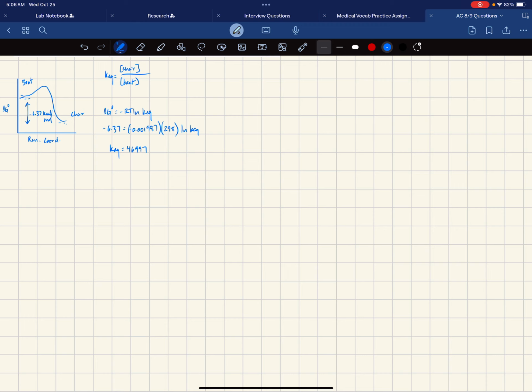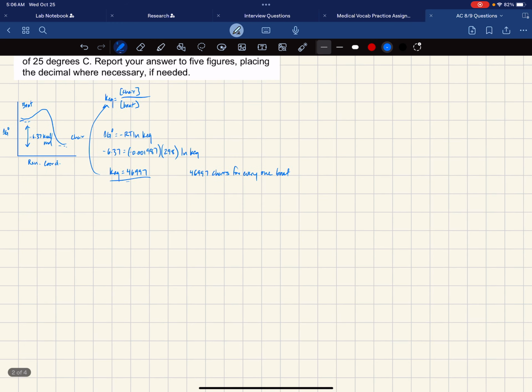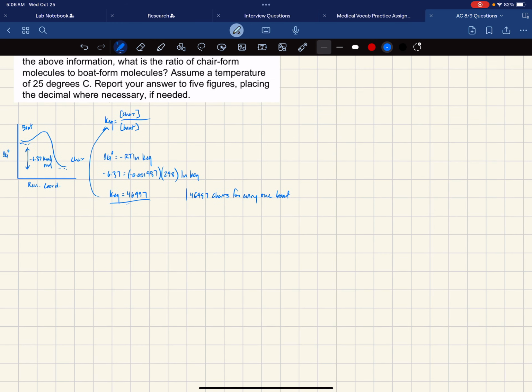And so I've solved for KEQ in the form of this KEQ. So that means that there are 46,997 chairs for every one boat. And so that is my ratio that he's asking for in the question.